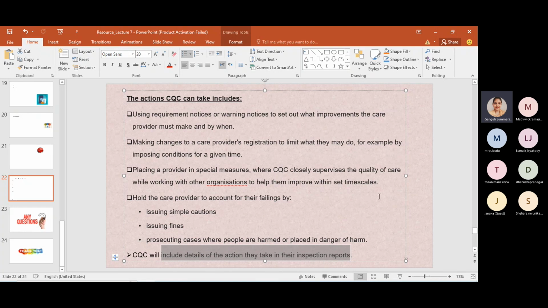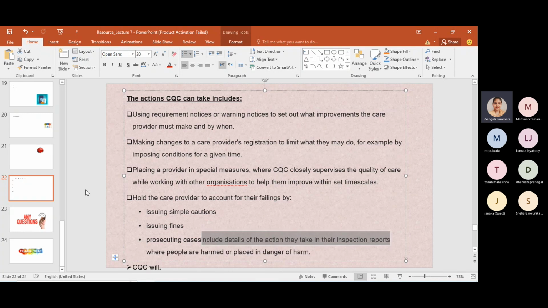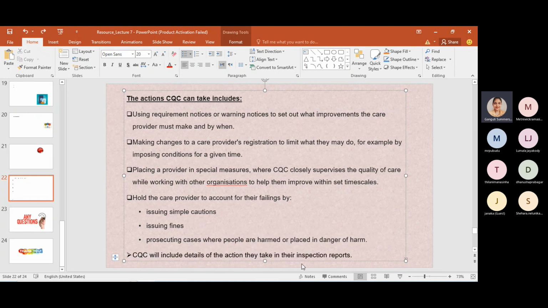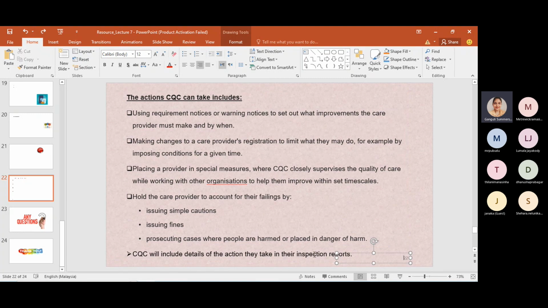So if CQC is planning to take any actions against your workplace or against the professional, all the details about these actions will also be mentioned in the inspection report.